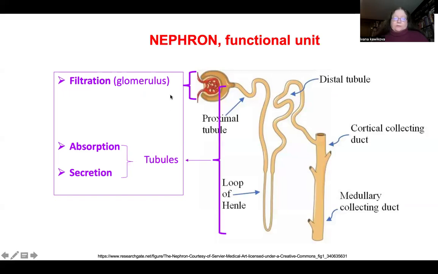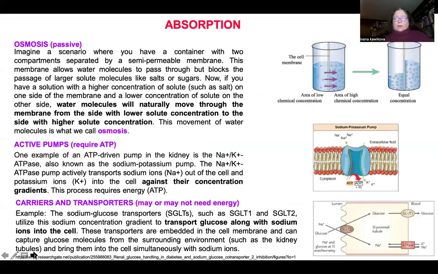So this is just a reminder that we are talking about the fluid that has been filtrated here, and then about the absorption process in the tubular part of the nephron and in the collecting duct. So about the absorption, how does fluid get absorbed? Here you see the principle of osmosis.